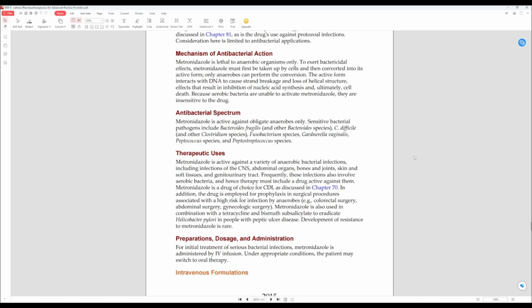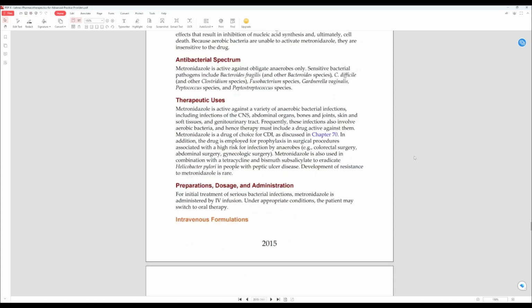So its antibacterial spectrum. Again, Flagyl is active against obligate anaerobes only. Sensitive bacterial pathogens, though, include Bacteroides fragilis, C. difficile, Fusobacterium species, Gardnerella vaginalis, Peptococcus species, and Peptostreptococcus species.